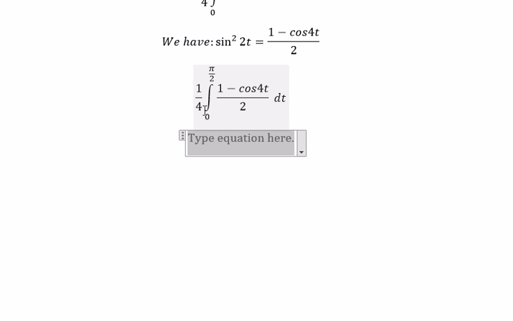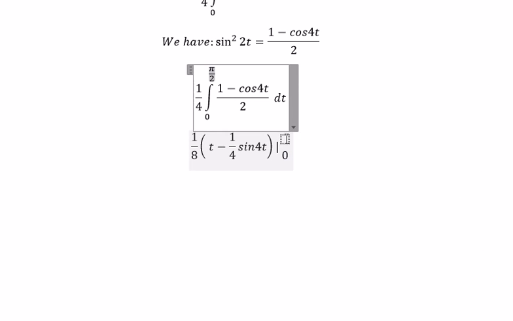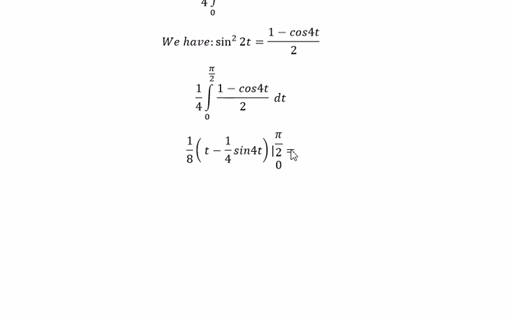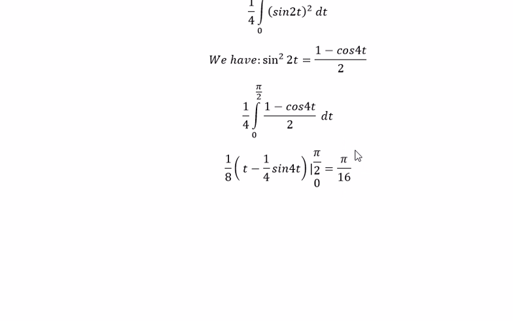We have number 2 multiplied with number 4, you got 1 over 8. This one we got t. Negative cosine 4t, you got negative 1 over 4 sin 4t. We put 0 and pi over 2 in here. And we got pi over 16. And this is the answer of the question.